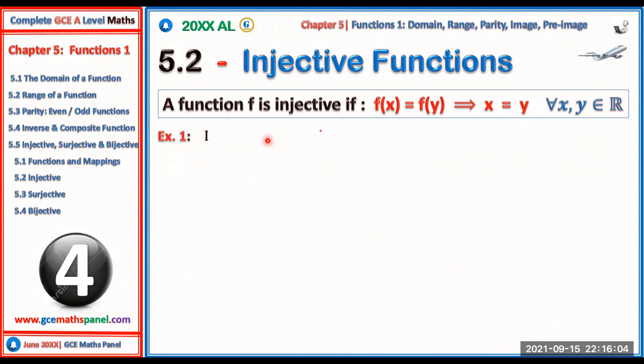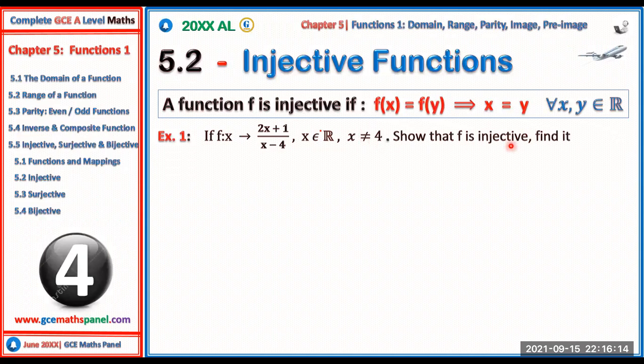Let's take an example to prove that this function, 2x plus 1 over x minus 4, where x is an element of the set of real numbers and x should not be equal to 4, is an injection. Also find the inverse of this function and state the domain of that inverse. This is a past question, advanced level.